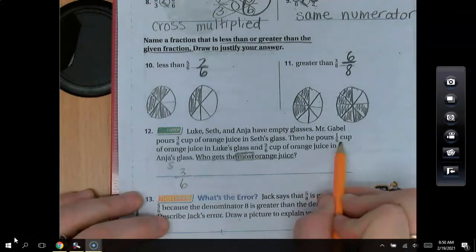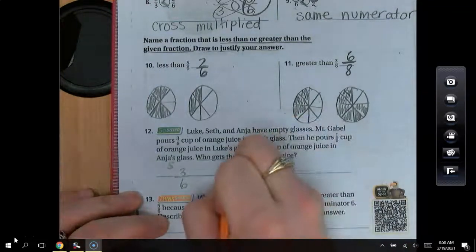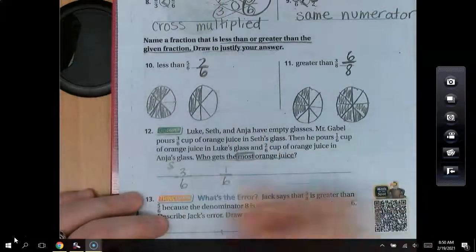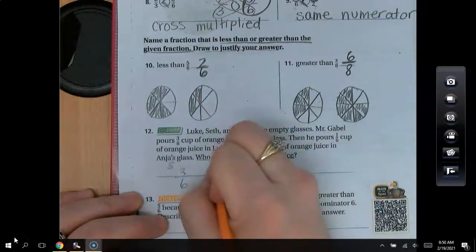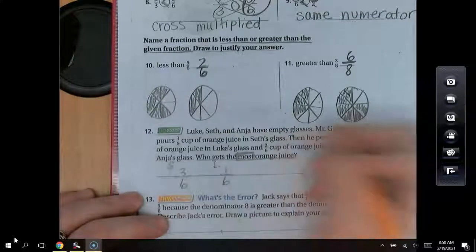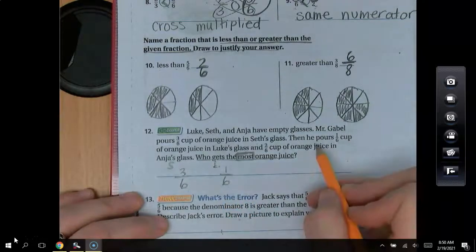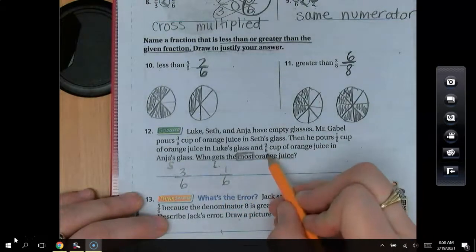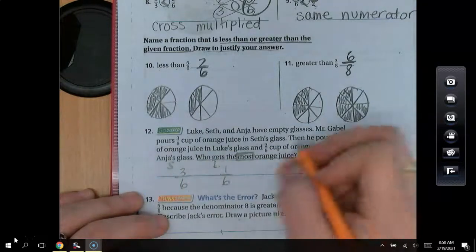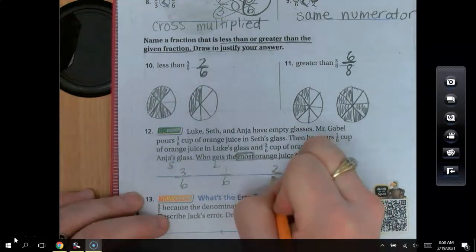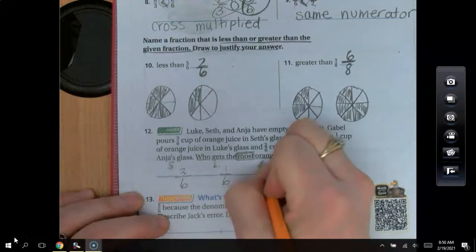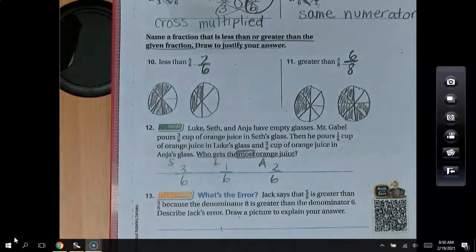Then he pours 1/6 cup of orange juice. So now I have 1/6 in Luke's glass. So I'm going to put an L for Luke. So I have Seth has 3/6, Luke has 1/6, okay? Then he pours 2/6 of juice into Anja's glass. So I'm going to write 2/6 over here. 2/6 for Anja. So I'm going to put an A for Anja. Now, I need to know who gets the most.